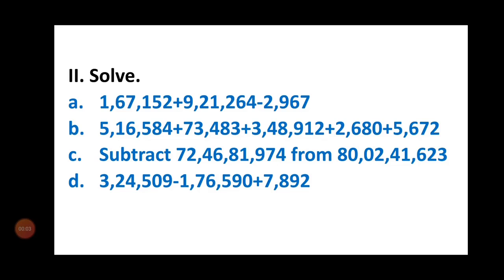C, subtract 72 crore 46,81,974 from 80 crore 2,41,623. And D, 3,24,509 minus 1,76,590 plus 7,892. So do everything correctly.